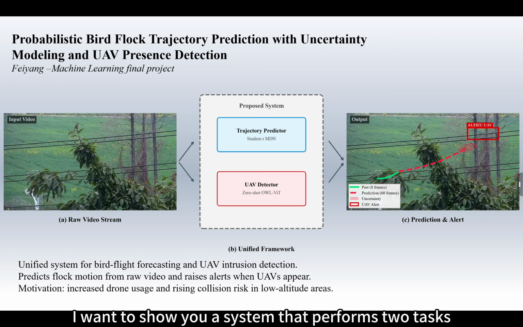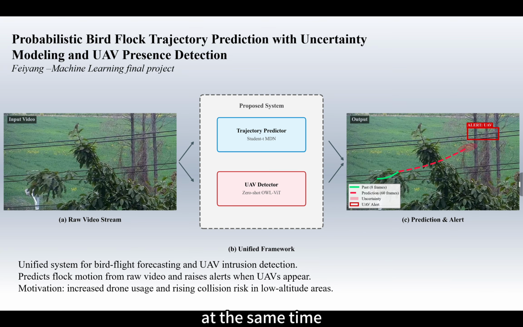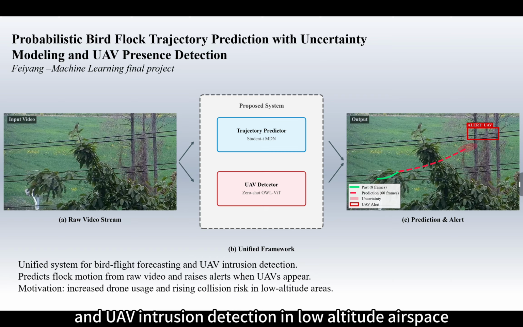Today I want to show you a system that performs two tasks at the same time: bird flock trajectory prediction and UAV intrusion detection in low altitude airspace.